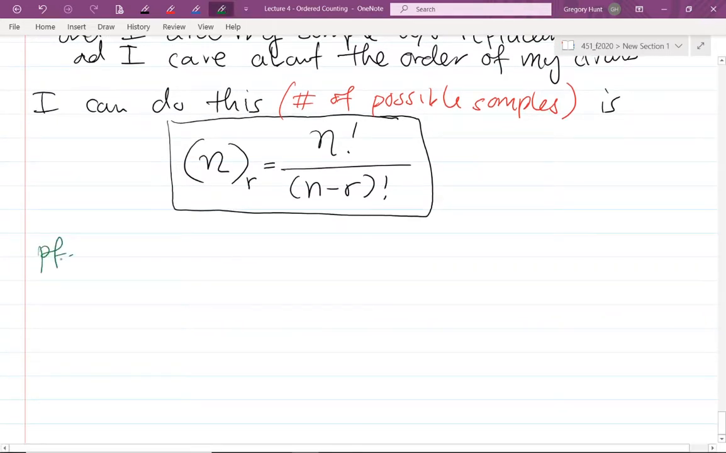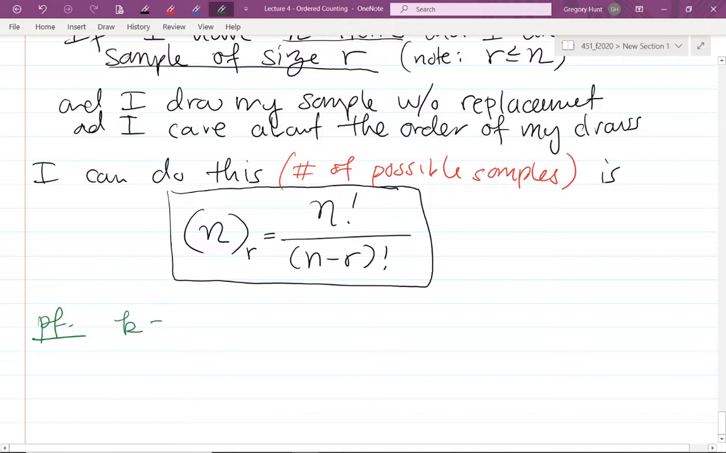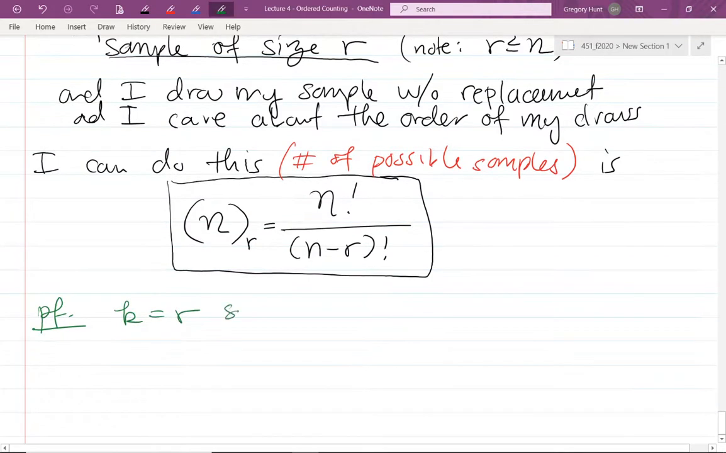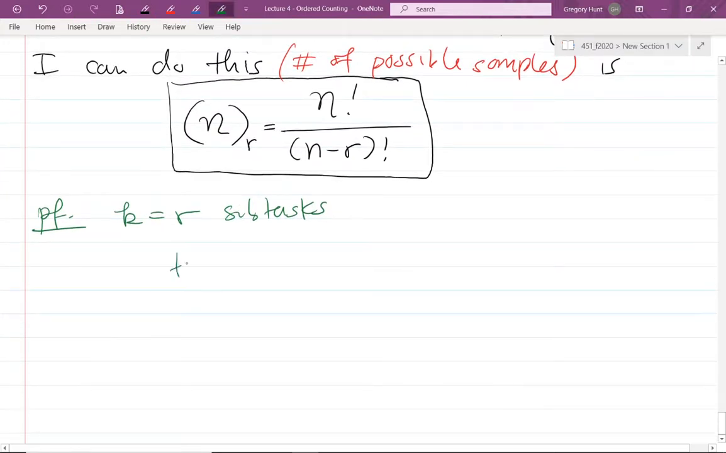Okay. Can we prove this? Again, this proof is just going to basically use the fundamental theorem of counting. So you can think about how you'd go about and prove this. Not so bad. So in this case, I have how many subtasks? Well, I have k equal to r subtasks. And let's draw our little table here: task number, what my task actually is, and the number of ways to do the task.